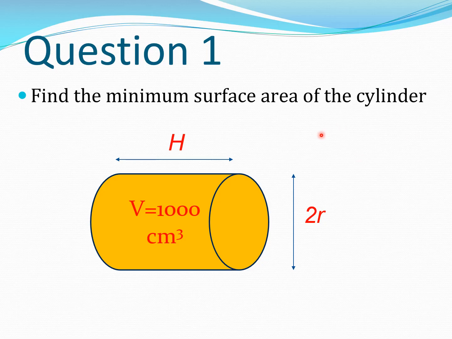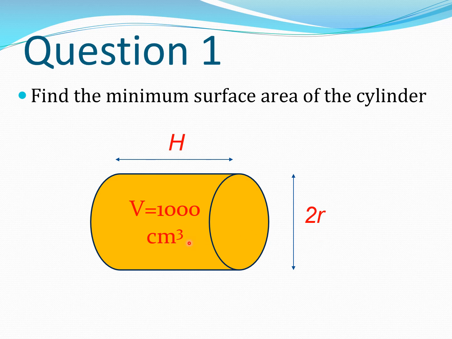So let's start with the first question, and this is a very common question as far as interviews are concerned. The question simply asks you to find the minimum surface area of this cylinder. And of course, you can see this is a cylinder here. It's defined by two variables. One is the height of the cylinder, which is given by capital H, and also we have the radius of the cylinder, which is given by small r. So the diameter of this cylinder is essentially 2 times r.